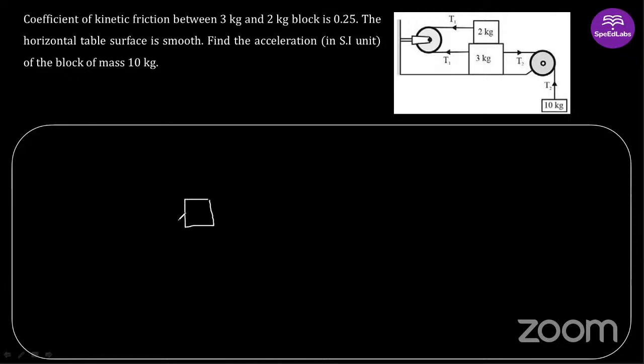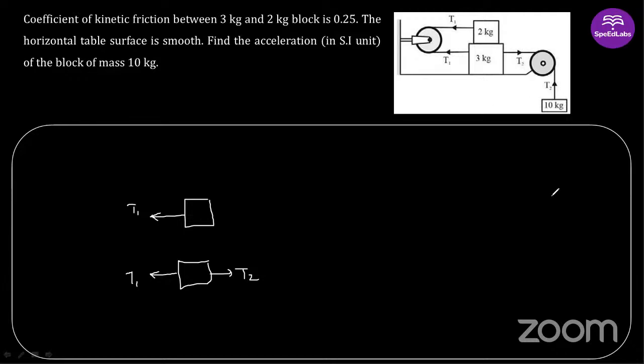First think about 2. There is tension T1 which is pulling it in that direction. The 3 has tension T1 and tension T2 in that direction. Now, and this block 10 kg, just think that the entire system is stationary.